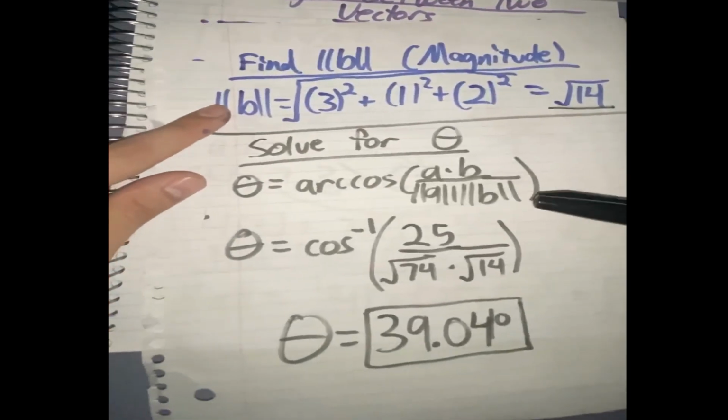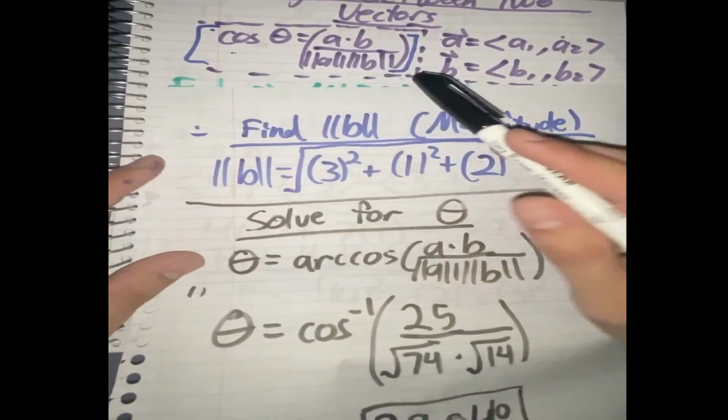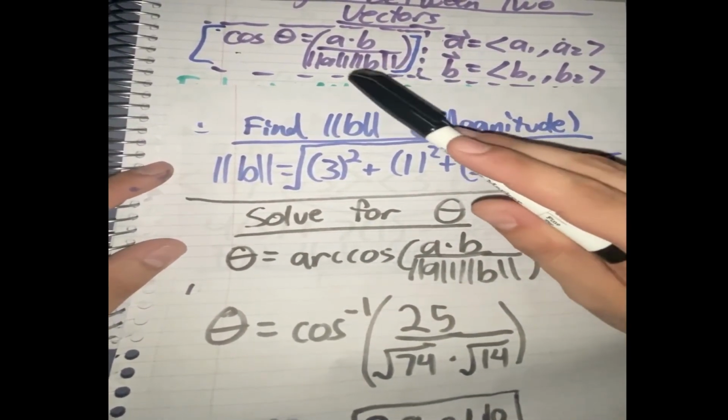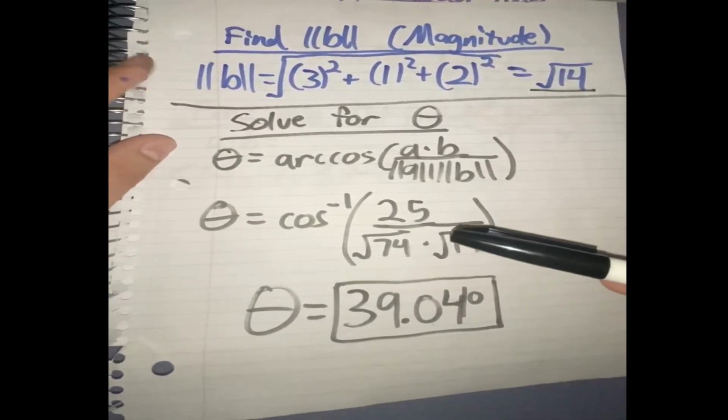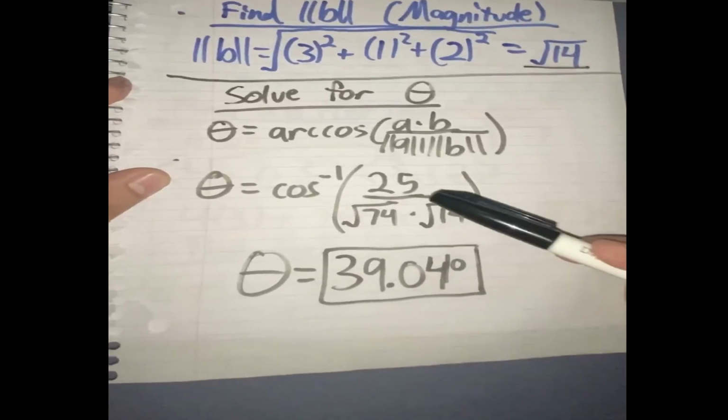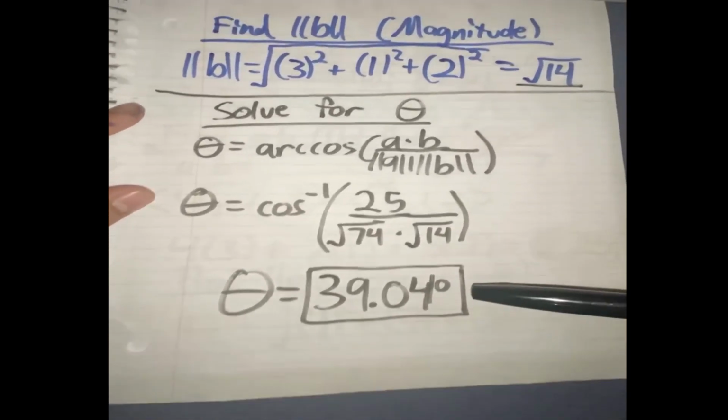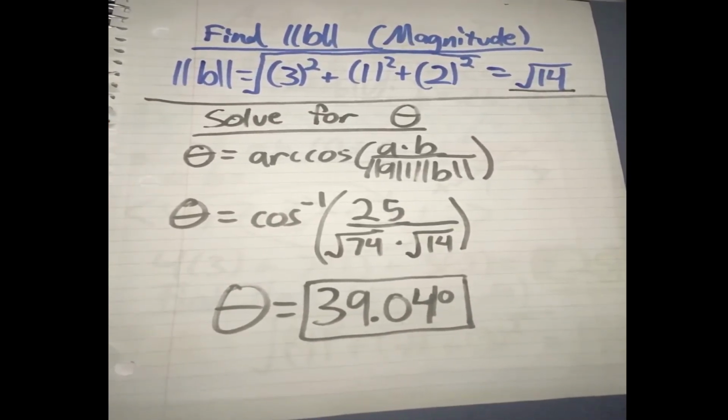Then we solve for theta using this formula right here. Cosine theta is equal to A dot B divided by magnitude A times magnitude B. We solve for theta. We take the arc cosine of our three values. We plug them in. And then we get this answer. And that's how you find the angle between two vectors.